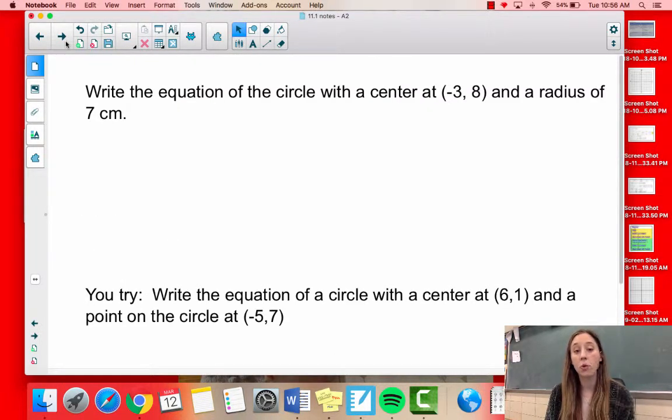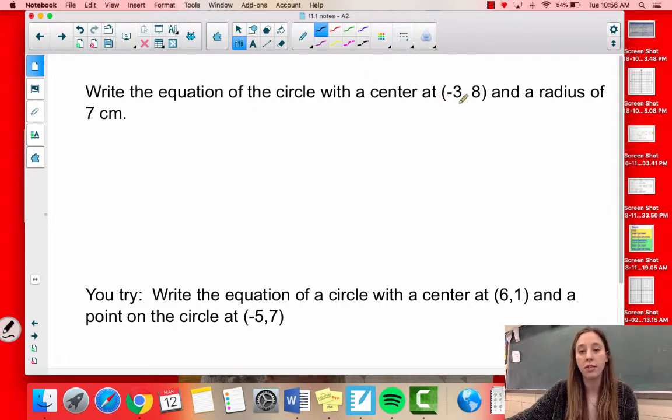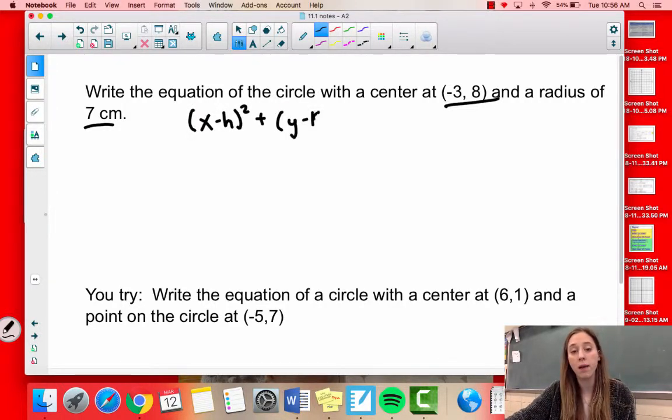The second example we're going to go through is if you are given the information and they want you to write the equation of the circle. So this doesn't involve any graphing. Instead, it's just using your center and using your radius to write the equation of the circle. So here we've got the center is (-3, 8). The radius is 7. And remember, our formula says we've got (x - h) squared plus (y - k) squared equals r squared. All you have to do is plug in what you know. So this here is the h, that's the k, and then 7 is the r.